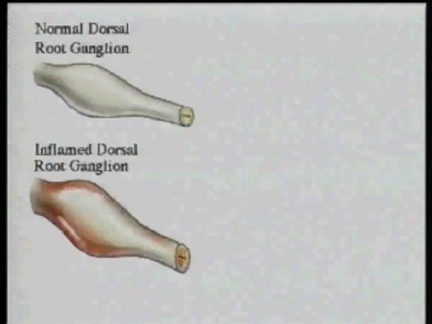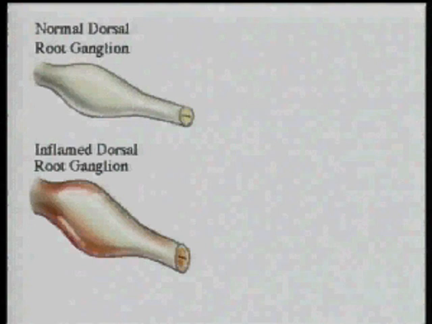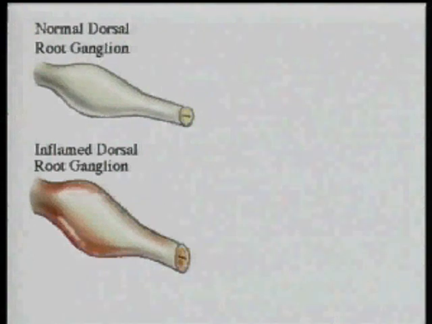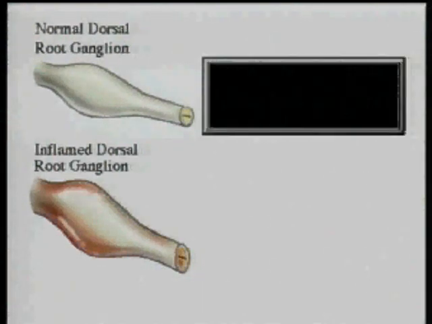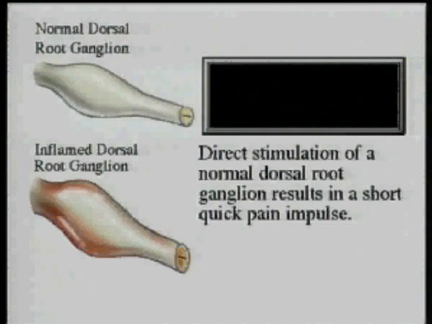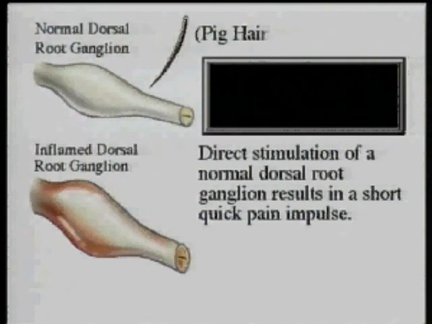When a normal dorsal root ganglion is stimulated, as shown here in a laboratory setting where a pig hair is being used, the stimulation of a normal dorsal root ganglion results in a short, quick pain impulse which is self-limited.